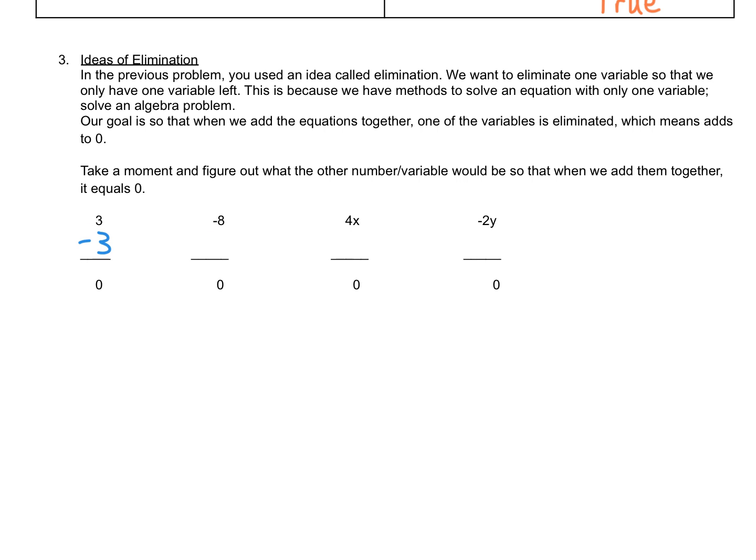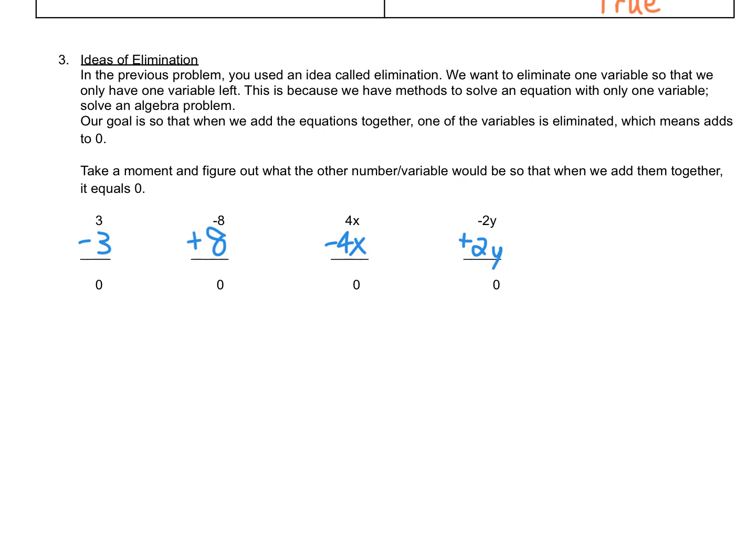How about for negative 8? Negative 8 plus what gives me 0? That would be positive 8. 4x plus what gives me 0? That would be 4x minus 4x gives me 0. And negative 2y plus what gives me 0? That would be positive 2y. Notice, in order for them to add to 0, I had to have the same number, just one positive, one negative.